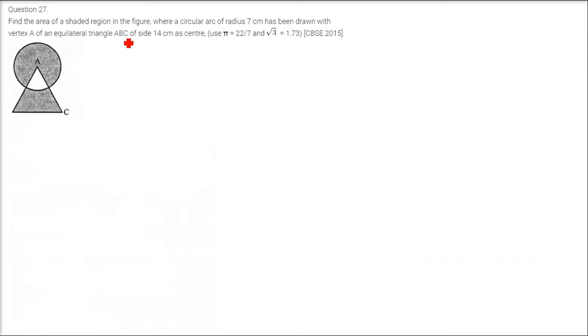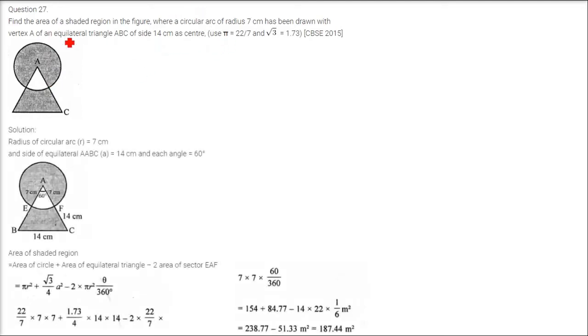Find the area of the shaded region in this figure, where a circular arc of radius 7 cm has been drawn with vertex A of an equilateral triangle ABC of side 14 cm as center. So here, first we will find the area of this triangle and the area of this circle, we'll add them, and then we'll subtract the area of the sector.